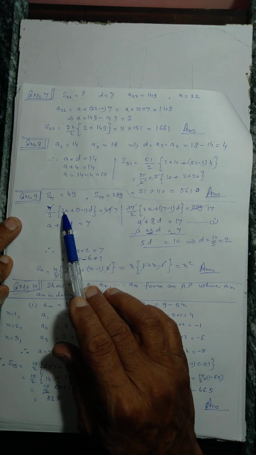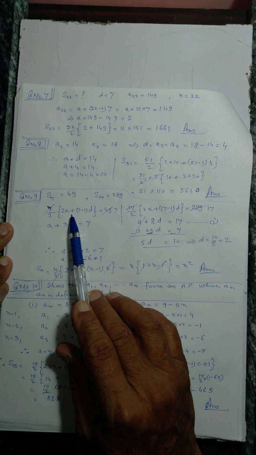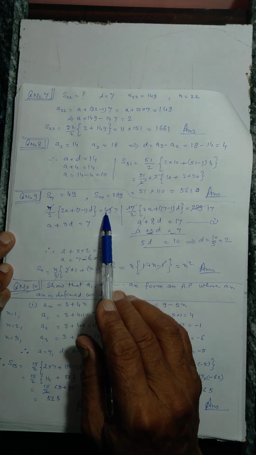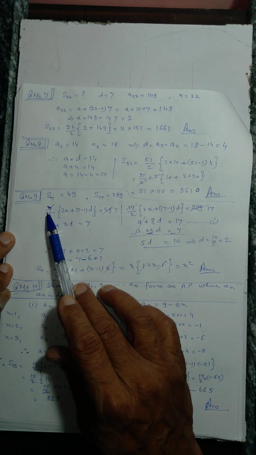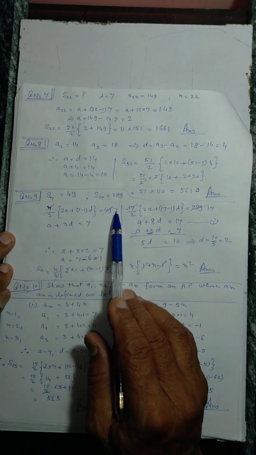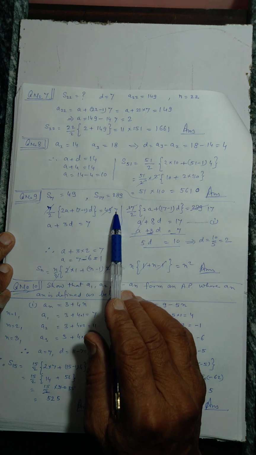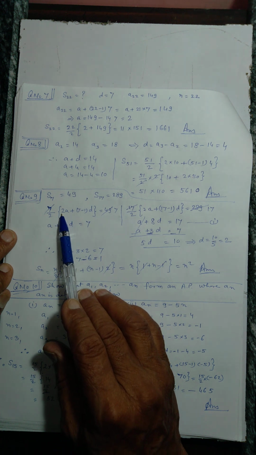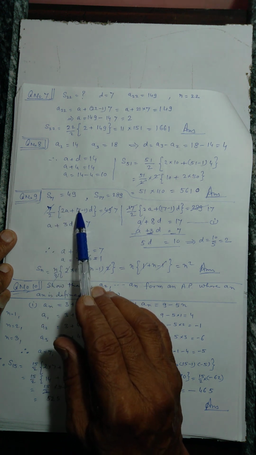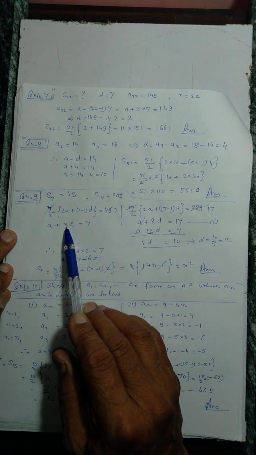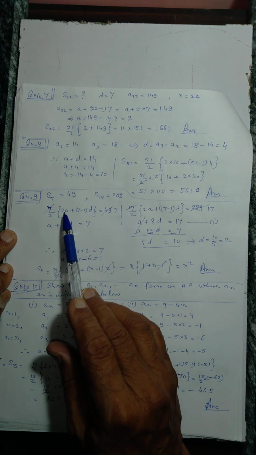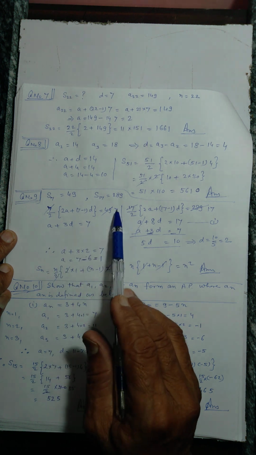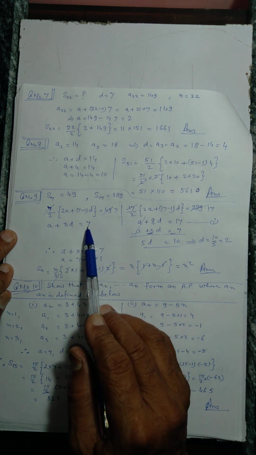7 divided by 2, inside the bracket twice of A plus 7 minus 1 into D, is equal to 49. Now this 7 and 49 will be cancelled. Here we are left with the 7, and you can take out 2 common from here, and 7 minus 1 is 6. So we are left with 3D here, and 2 and 2 will be cancelled. So A plus 3D is equal to 7. This is the one equation.